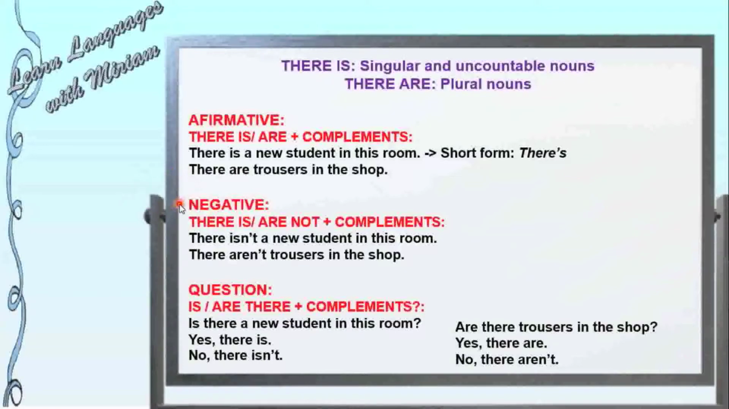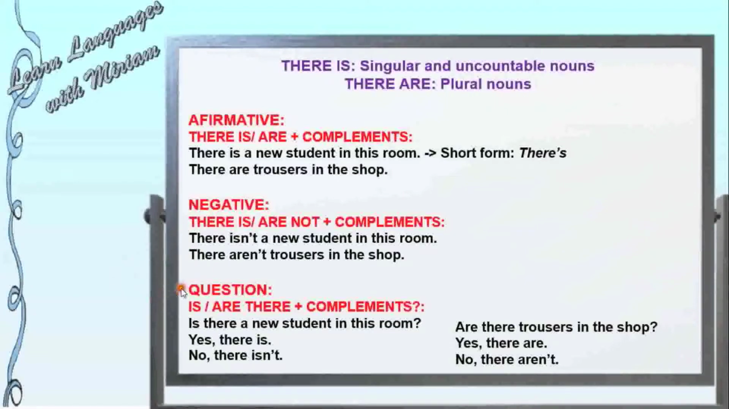In negative, we are going to say there is not or there are not plus complements, or the short form, there isn't or there aren't plus the complements. I give you two examples. There isn't a new student in this room. There aren't trousers in the shop.